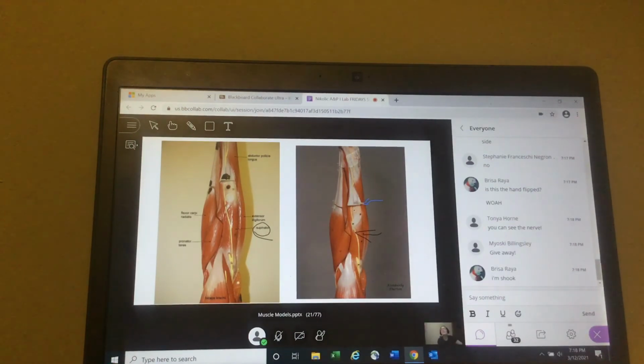Listen, y'all can find the origin and insertion in your textbook. You can. It's not that big of a deal. Put it in a flashcard. But this is not always straightforward when you're just looking at it. So that's why we got to dig in here. Yes. And this one would be the median nerve, because you see how it's right in the middle?